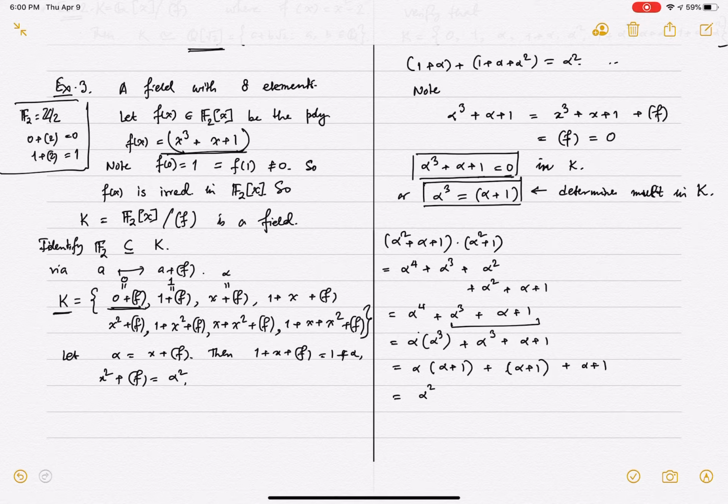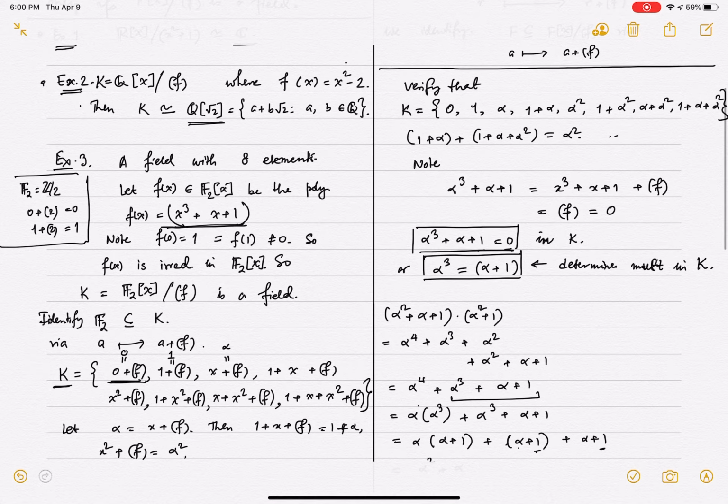if I do it carefully, let's see, don't make a mistake. You get 2 1s, that goes away. This one and this one gives you 0. And you get alpha and alpha and alpha. So you get 3 alpha, which is alpha. Yeah. So which is again one of these 8 elements, you see.